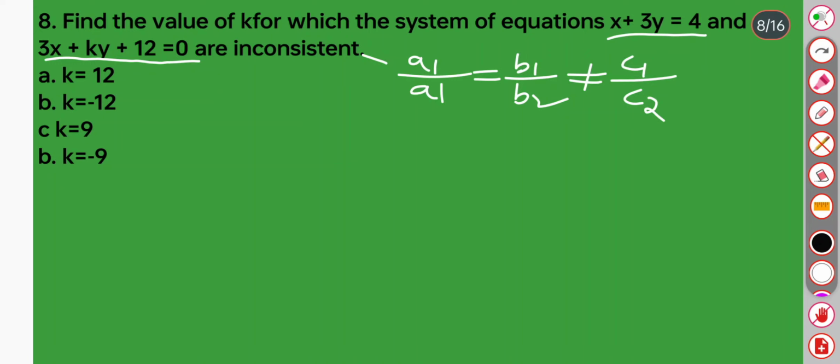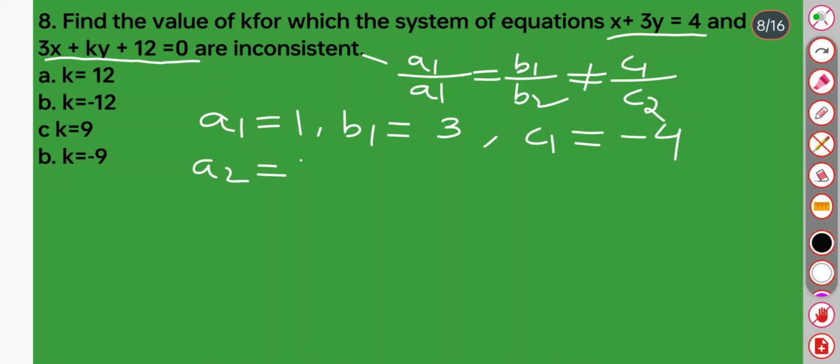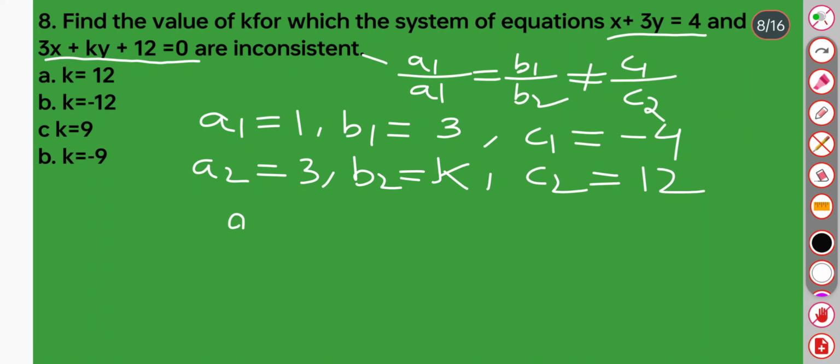Okay. So from here you take out the value of a1 by a2. So what is the value of a1? From the equation we can take out a1 value is 1, b1 value is 3, c1 I will just bring this side. So if you bring 4 this side, it will become -4. Similarly, a2 value is 3, b2 value is k, c2 value is 12. Now since we need to find the value of k, put all the values in the given condition. So a1 by a2 equal to b1 by b2. Take these two conditions, because not equal to c1 by c2, we don't require it.